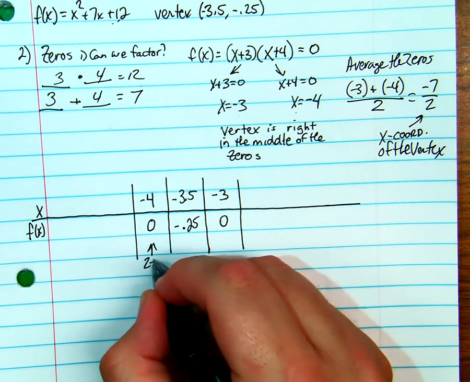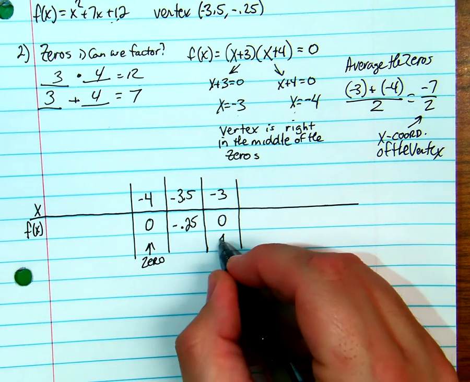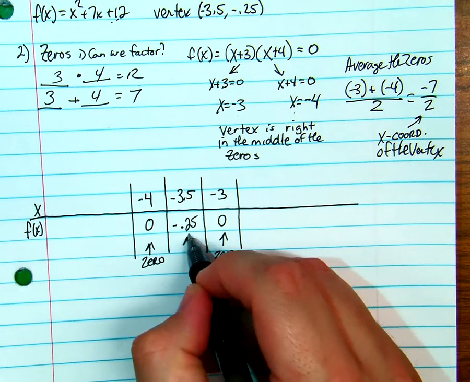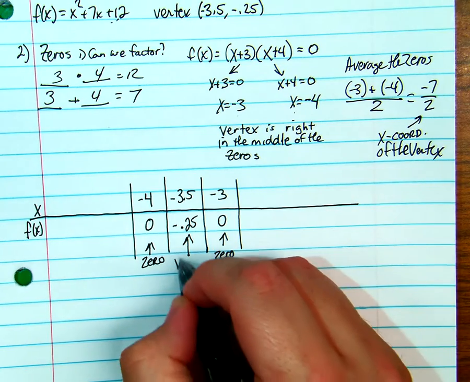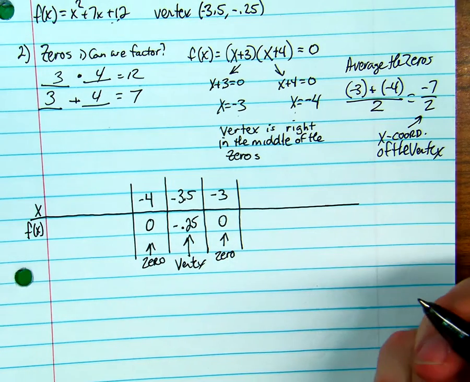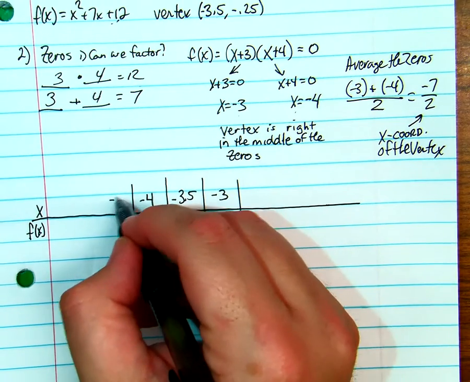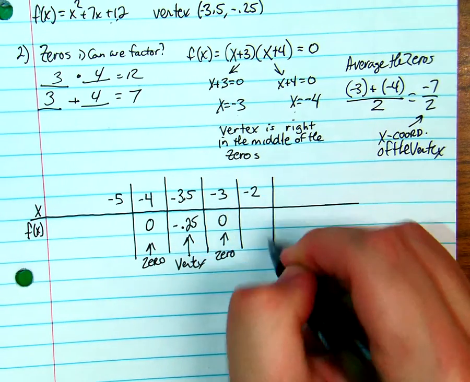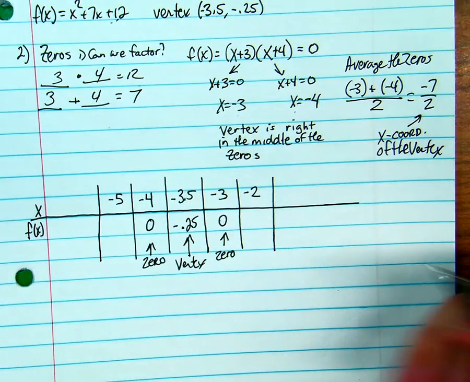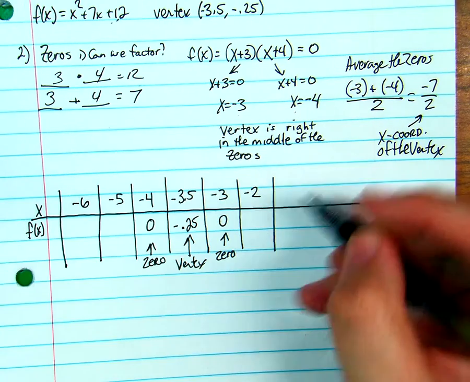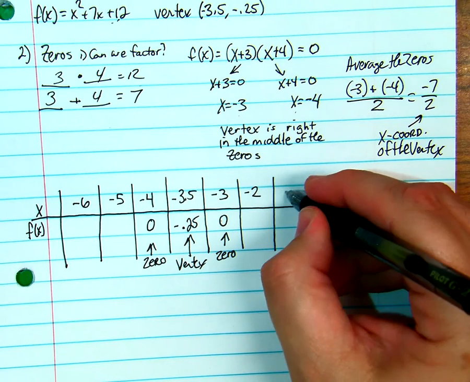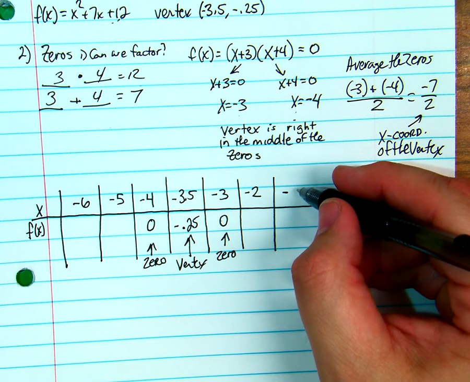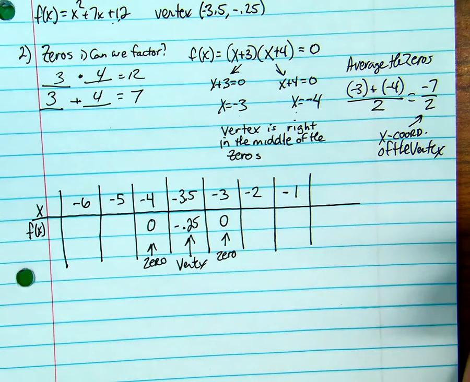And it just so happens that in this case, the zeros are really, really close to the vertex. Now, I would go negative 5 and negative 2 just to get more points to make a better graph. And I'd go negative 6 and negative 1. Now, what's between these two values, guys?